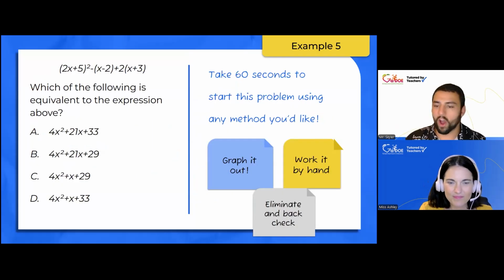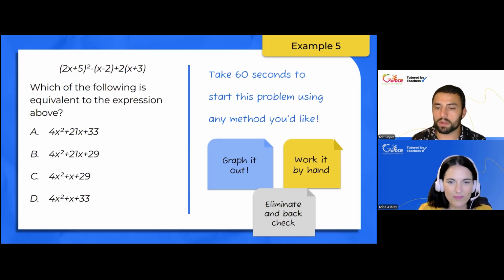Now, we have a big, tough example here, number 5. It is a big expression. It says which of the following is equivalent to that expression. We talked about that in the last problem, and we have a big, big problem here. Now, I want you guys to take 60 seconds to start this problem using any method you like. While you start it, we're going to talk through it, right?